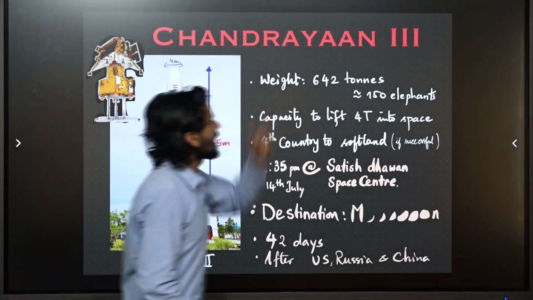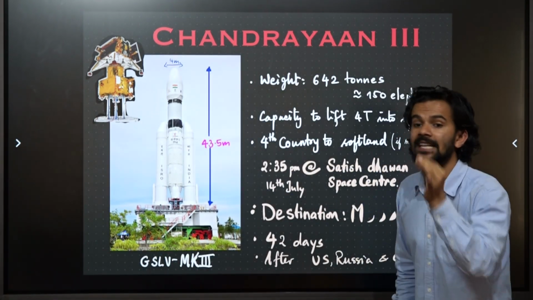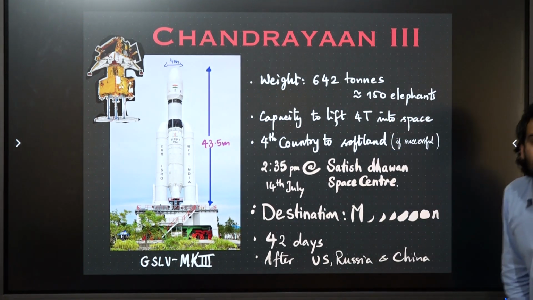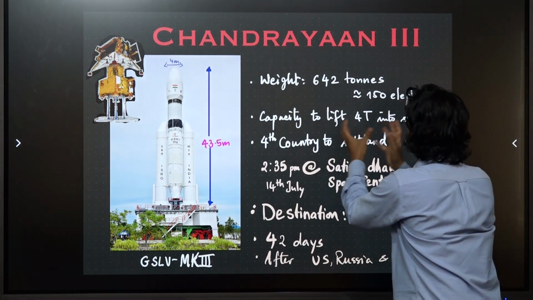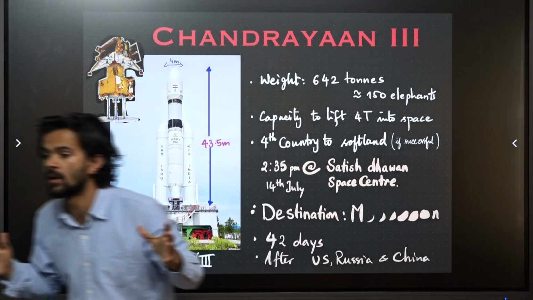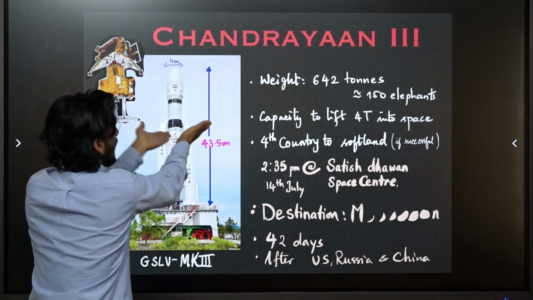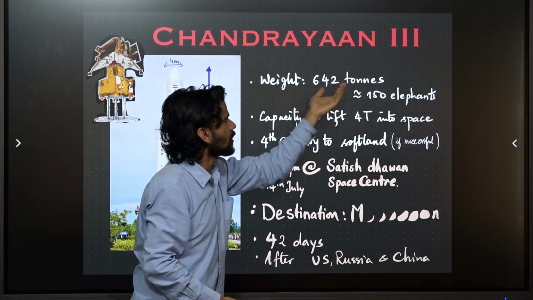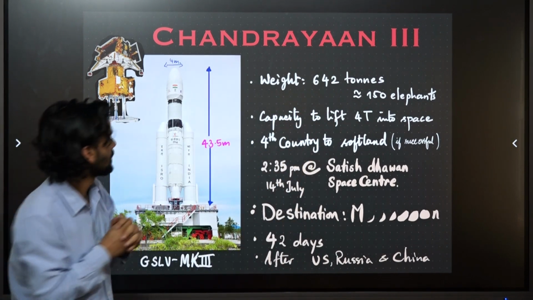What's the weight of Chandrayaan? 642,000 kilos. That is about the weight of 150 elephants. And then it has the capacity to lift 4,000 kilos into the space. It can take how many kilos? 4,000 kilos. The whole setup is how many kilos? 642,000 kilos. And it can take 4,000 kilos to the space.